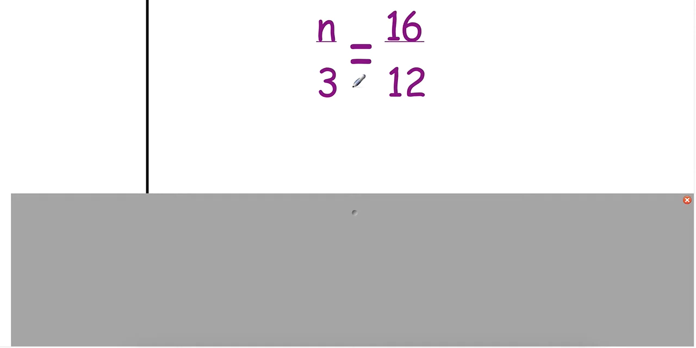So go ahead and try this one. Okay, I have to start on the side that has both. So from 12 to 3, I divide by 4. So 16 divided by 4 is 4. 4 to 3 is the same proportion as 16 is to 12.